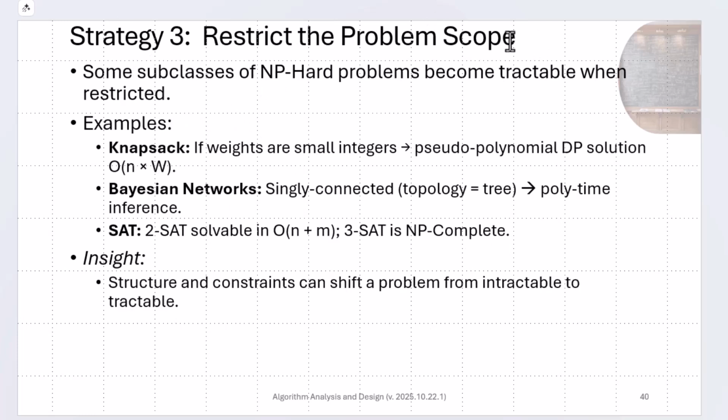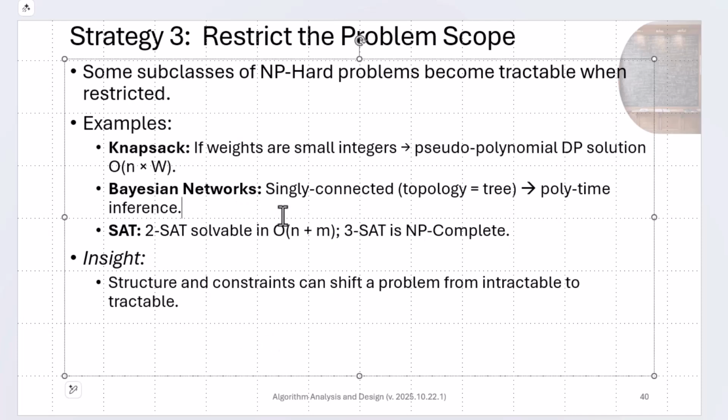Strategy 3 is to restrict the problem scope. Some subclasses of NP-hard problems become tractable when restricted. For example, for the knapsack problem, if weights are small integers, there is a pseudo-polynomial dynamic programming solution, big O of n times W. Bayesian networks that are singly connected, with a tree topology, have polynomial time inference. For Boolean satisfiability, 2-SAT is solvable in big O of n plus m, though 3-SAT is NP-complete.